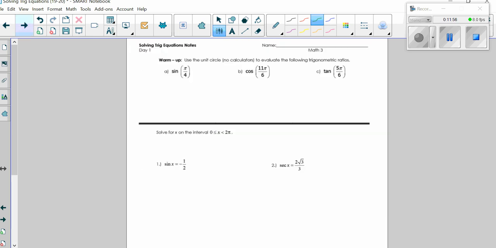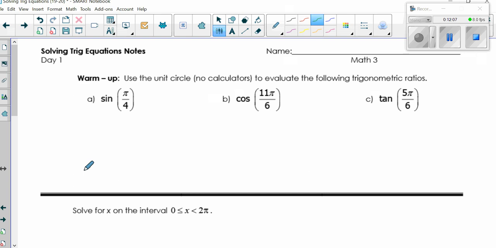All right. So before we get into solving, we're going to do a little bit of evaluating, which is what we did in the unit before the end of the semester. So this will help us springboard into what we're doing today. All right, it says use the unit circle, no calculators, obviously, to evaluate the following trig ratios.